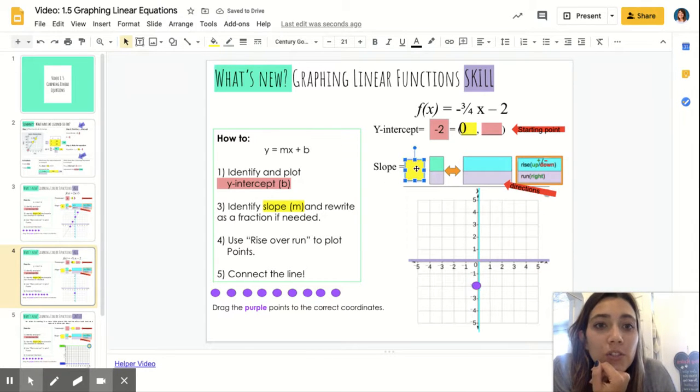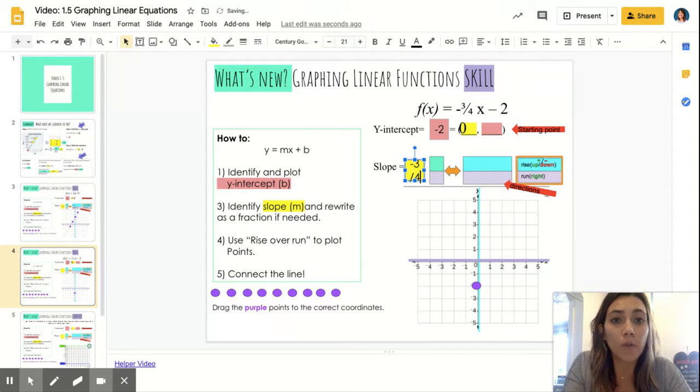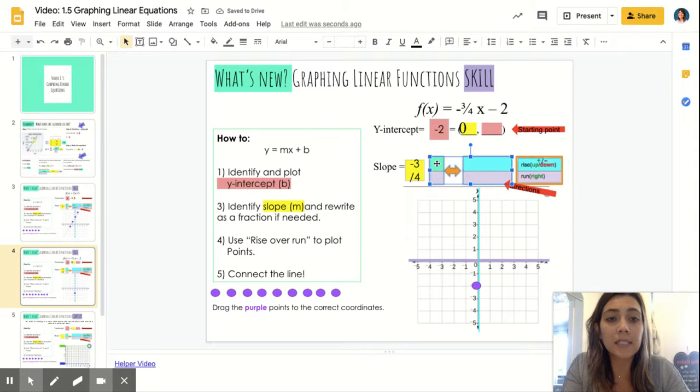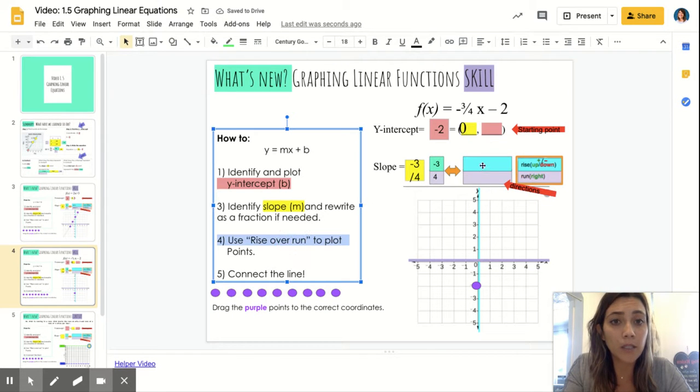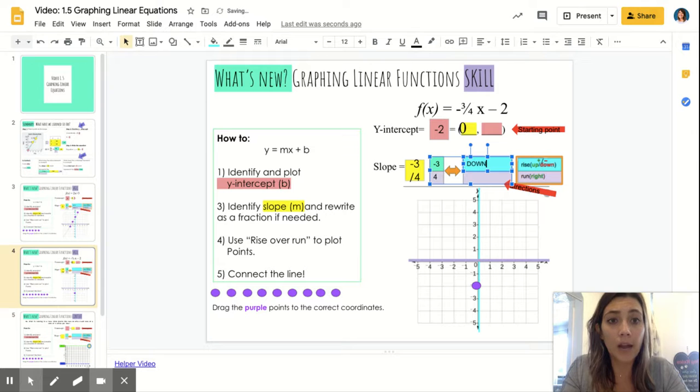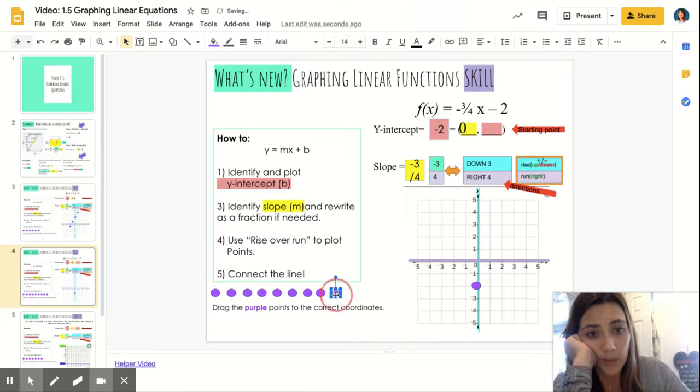All right, our slope in this case is the number -3/4. So that means the -3 is going to go on the top and the 4 is going to go on the bottom. This tells me the direction, my rise over run. So the direction is down 3. And remember what I said before, it's always going to be right. What does that mean?